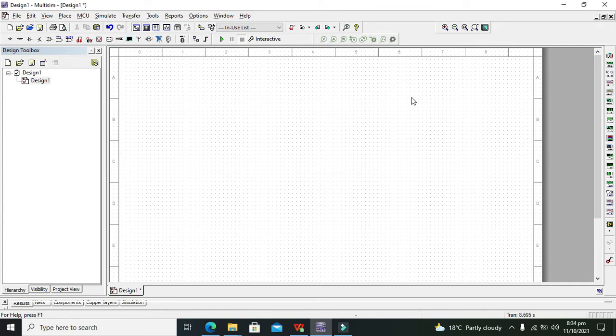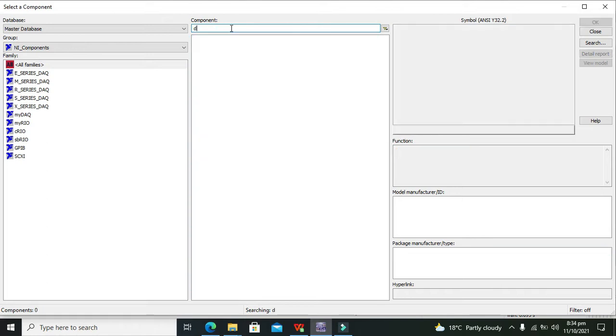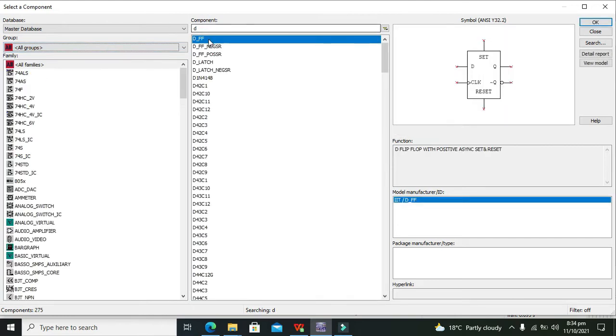In this tutorial, we will learn about the D flip-flop simulation within Multisim, as it is a very simple circuit, yet a bit logical to understand. So we will go for our D flip-flop, and here you need to write FF. First you need to select all group and then there must be D underscore FF. This is for D flip-flop.